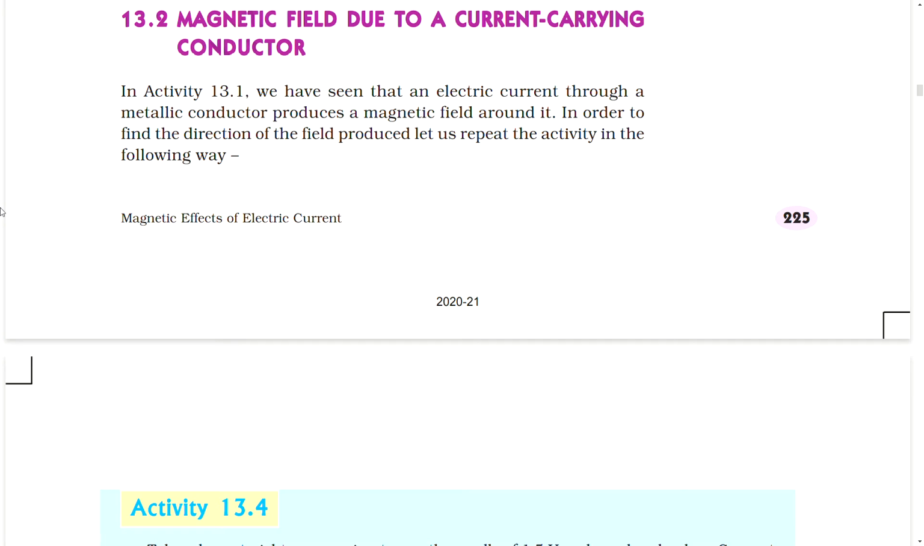Magnetic field due to a current carrying conductor. In the activity, we have seen that an electric current through a metallic conductor produces a magnetic field around it. In order to find the direction of the field produced, let us repeat the activity in the following way.